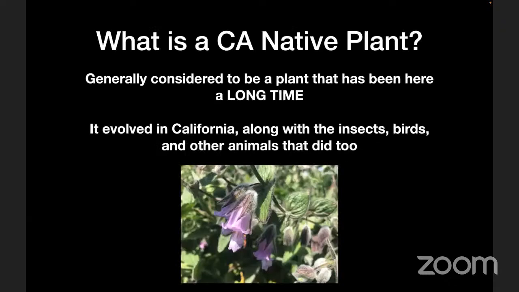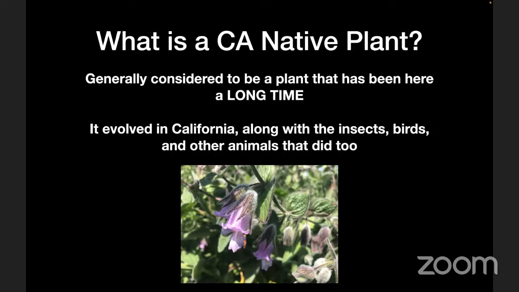But let's pause and just make sure we're all on the same page. What is a California native plant? A lot of people think lavender and rosemary are California native plants, and that's not the case. They're low water plants, but they're from the Mediterranean. Lantana is not a California native plant.